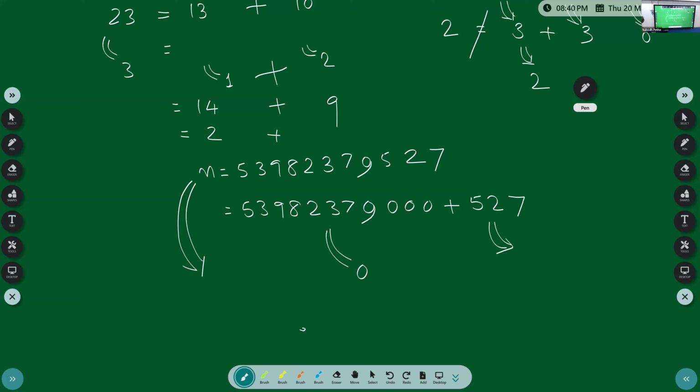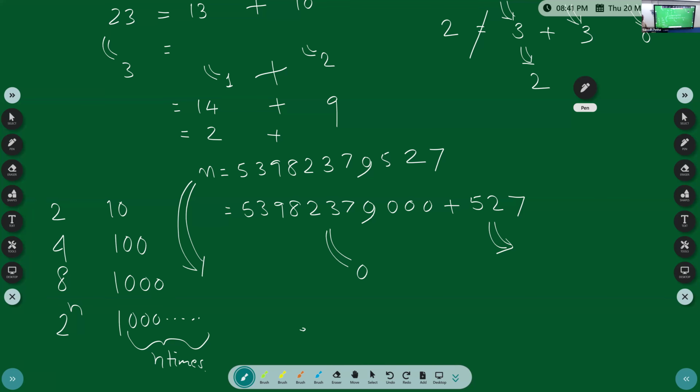And therefore, for 2, the elder brother is 10. Therefore, you just look at the last digit. For 4, the elder brother is 100. Look at the last 2 digits. For 8, it is 1000. Therefore, for 2 raised to n, 1 followed by n zeros is going to be your elder brother.